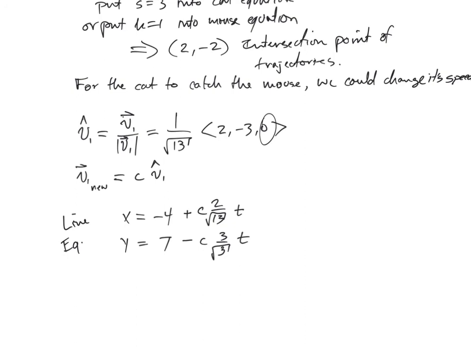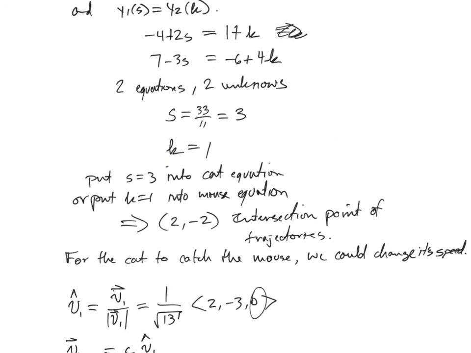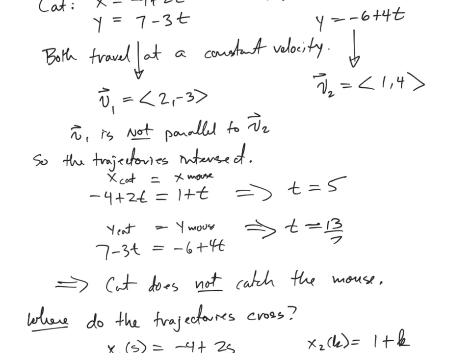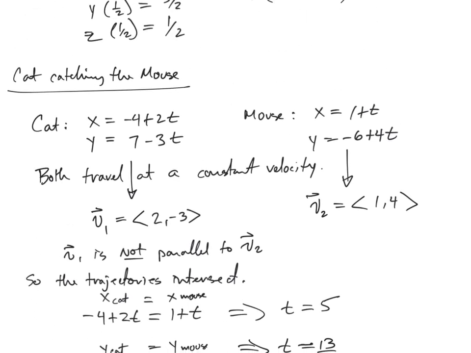Okay, well, we need to find what the appropriate value of c is so that the cat occupies the intersection point at the same time as the mouse. Well, we know the intersection point is (2, -2). When does the mouse reach that intersection point? If we go up to its equation, way up here, and you substitute a value for x of 2 and y of -2, you can solve for t, right? With either one of these equations. You put a 2 in here, you put a -2 in here, you'll get the same value for t.